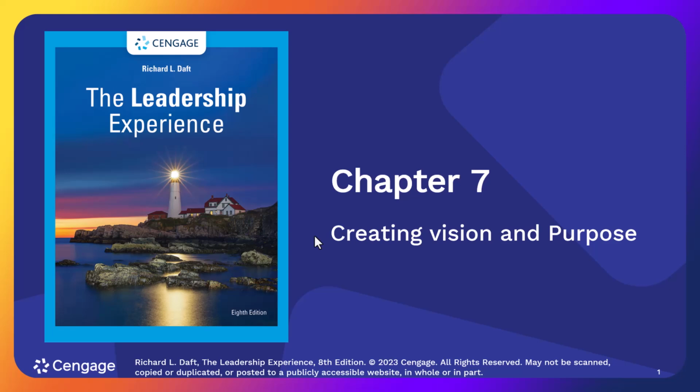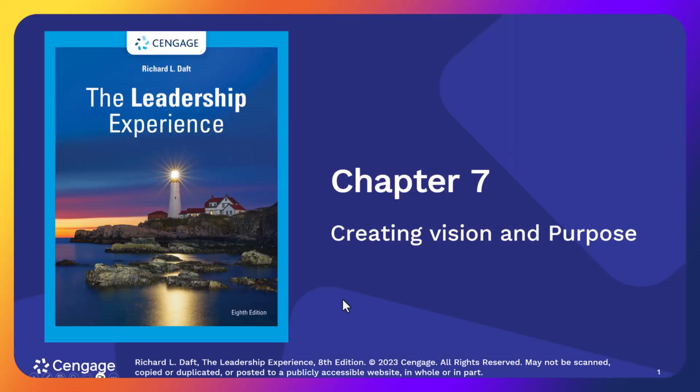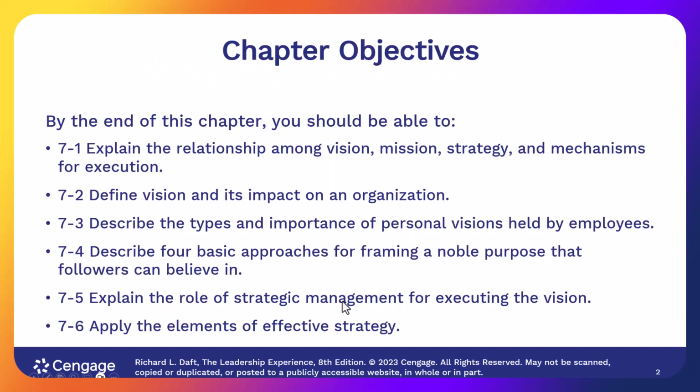Chapter 7, creating vision and purpose. Learning objectives: explain the relationship among vision, mission, strategy, and mechanisms for execution; define vision and its impacts on the organization; describe the types and importance of personal visions held by employees; describe 4 basic approaches for framing a noble purpose; explain the role of strategic management in executing vision; apply the elements.